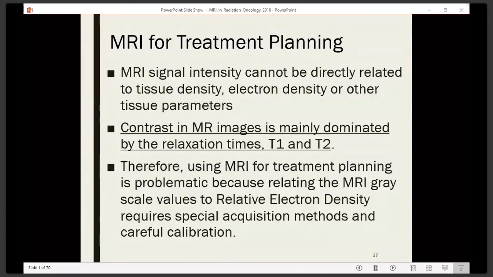And the big problem is, if you look at it, MR signals can't directly be related to tissue density, electron density, or other tissue parameters. The contrast, again, is mainly from T1 and T2. Therefore, it's going to be hard to get MRI grayscale values to directly translate to relative electron density.